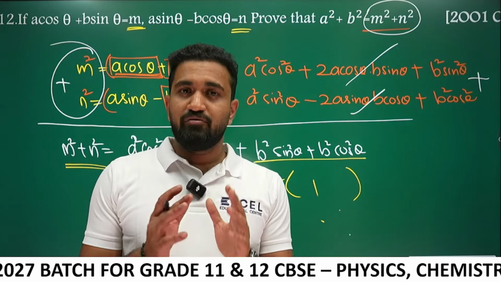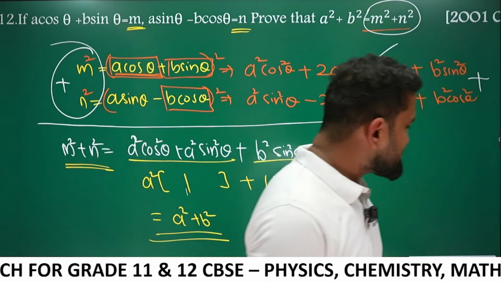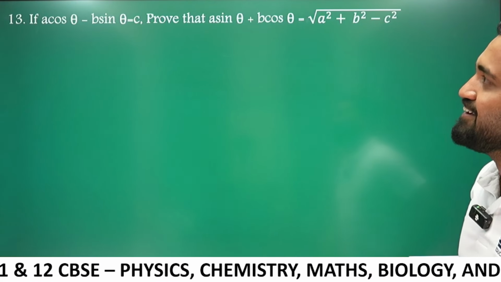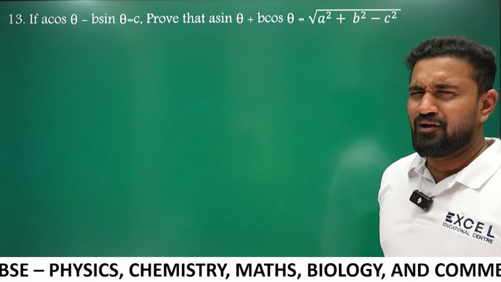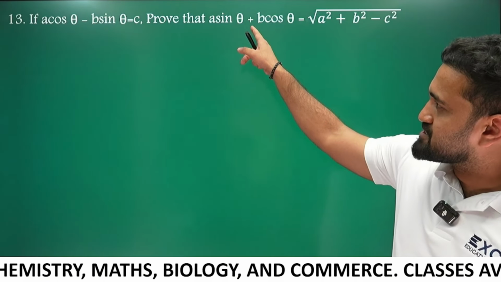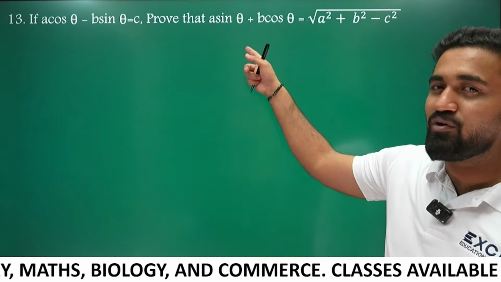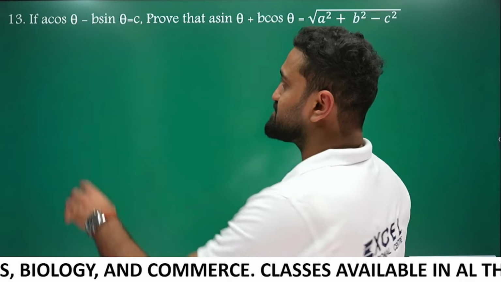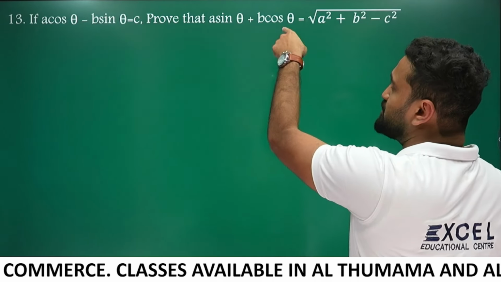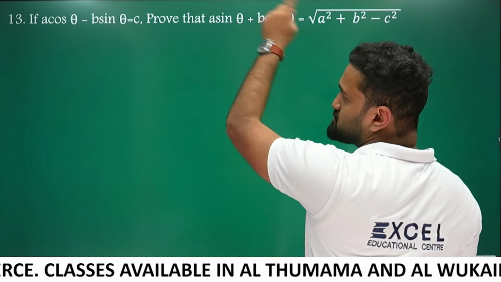Okay, if you got this idea, you can easily do one last question from this. But what if I say that this is exactly the same question we did before? a cos theta minus b sin theta as m, a sin theta plus b cos theta as n. Then what is m square plus n square?